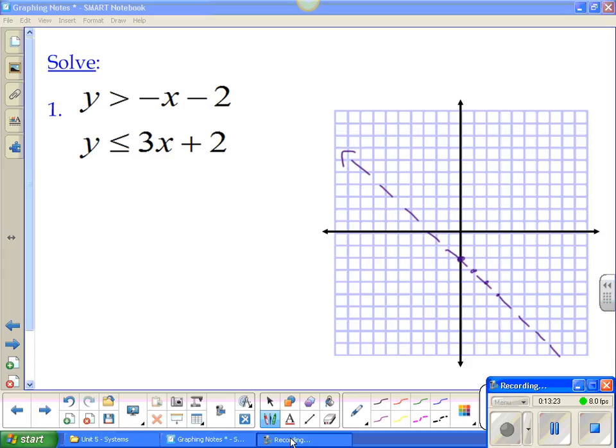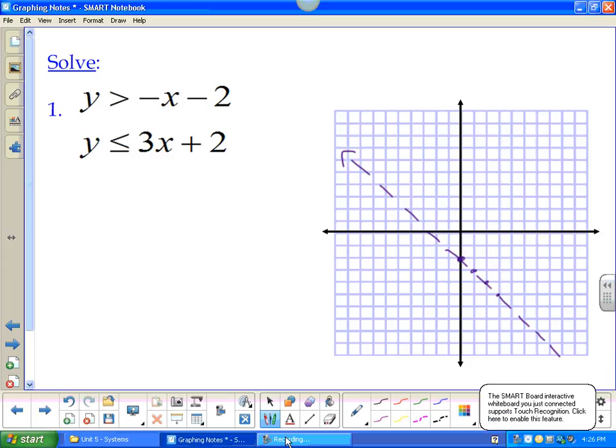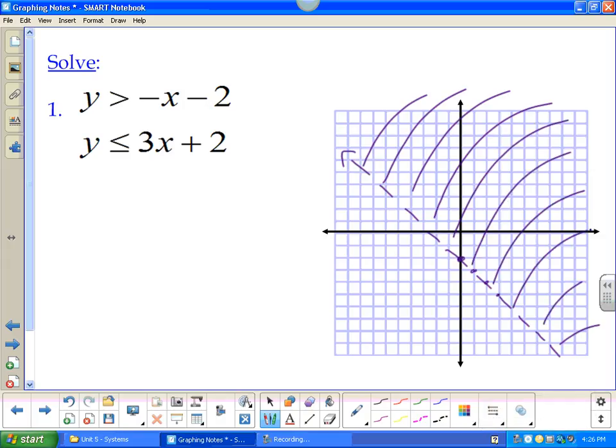And shade, it's greater than, so shade above. And shade lightly, because that's not your answer. Those are all the solutions to the first equation. So now I've got to find the second one. So the second one says go up 2, and then up 3, right 1, and solid line, and less than, so shade below.